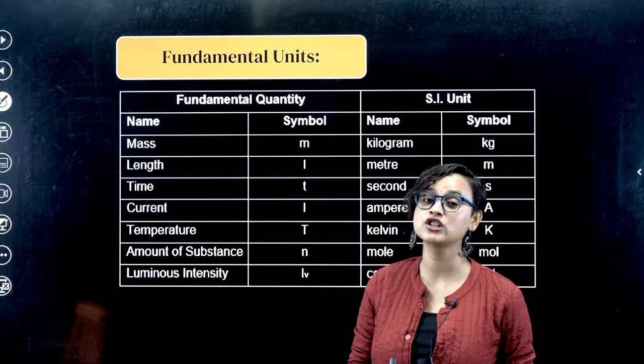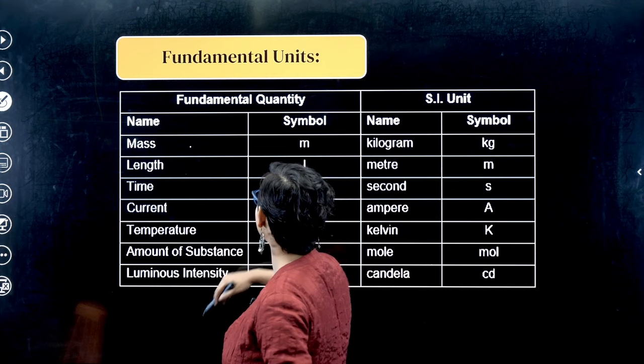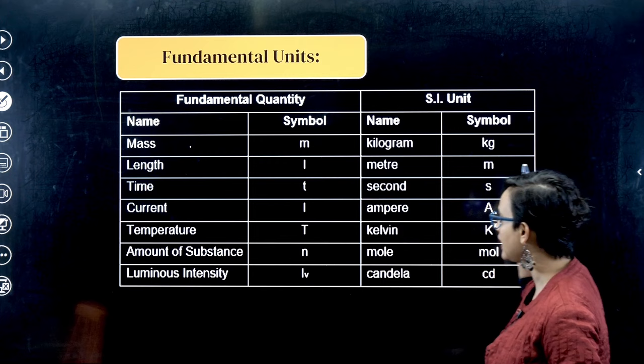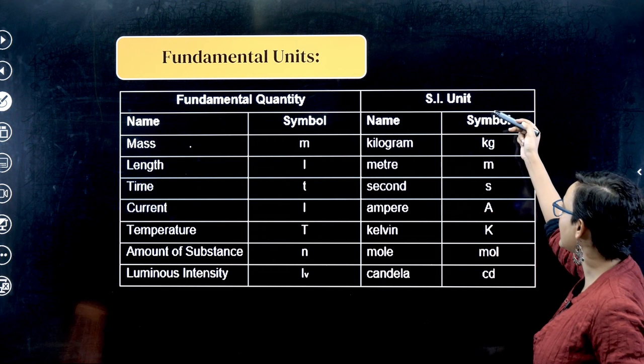Okay, which are these? Mass is, symbol is small m, SI unit is kilogram, symbol is kg. Okay, length is l, name of SI unit is meter and symbol is m. Okay, time, symbol is t, name of SI unit is second and symbol is s.